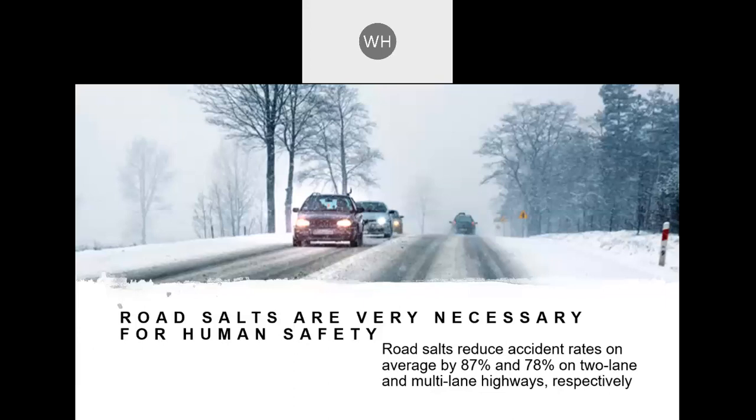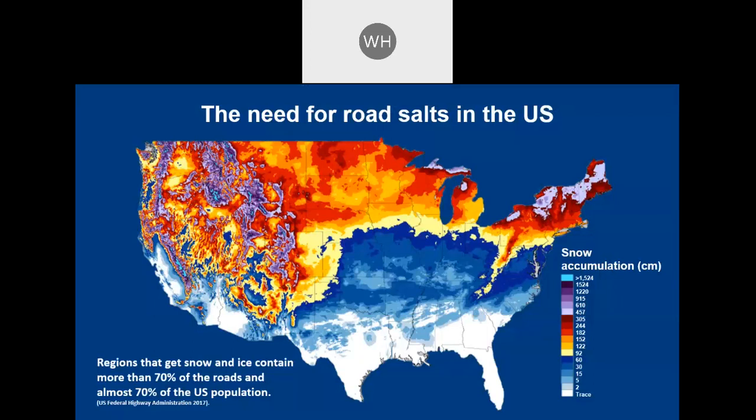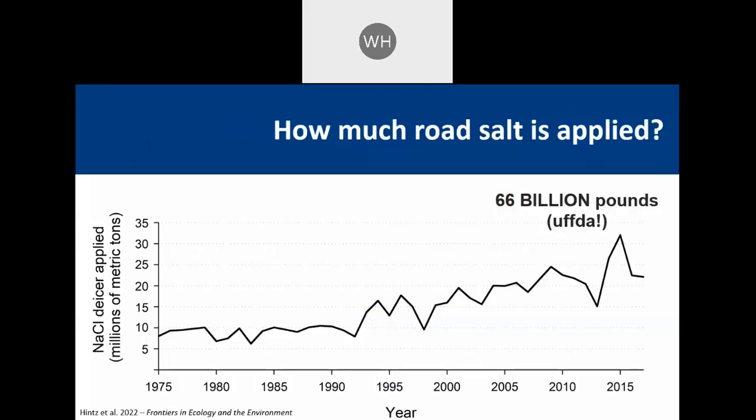So when we think about the issue of road salt pollution more specifically, we have to understand there's this human aspect of it, right? That our safety is critically important. So we have to find that balance between salt pollution and the environmental and ecological impacts, if you will. When we think about the need for road salt in the United States, it's broad. 70% of the roads in the United States and 70% of the US population lives in areas that get snow and ice. So when we reduce accident rates in these regions, think about all the people we're keeping safe, right? We need to maintain that aspect of this conversation.